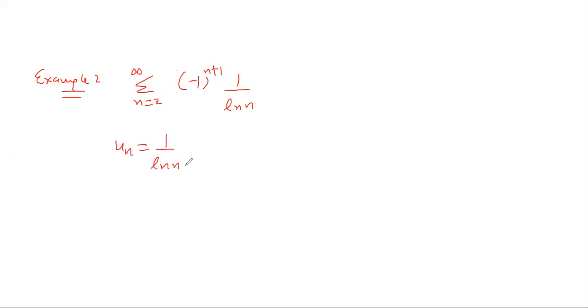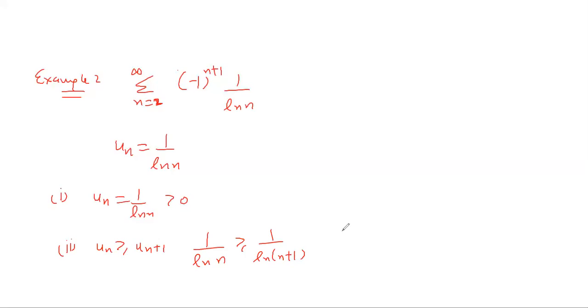So un is 1 by log n. I will write it down, and now I'll be verifying the three conditions. First condition, un should be positive. We know that this is positive, 1 by log n. The index n starts from 2 because log 1 we know is 0, so that term will not be defined. So it's positive. What do you have to prove second? Decreasing. un should be greater than or equal to un plus 1. That is also true, because you can give the reason that log of n plus 1 is greater than log of n, so take the reciprocal of that. So this is also true for all n.